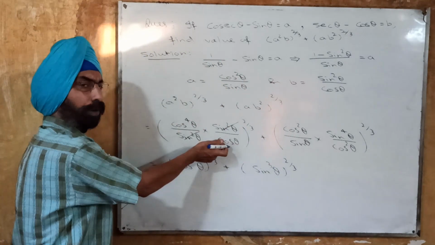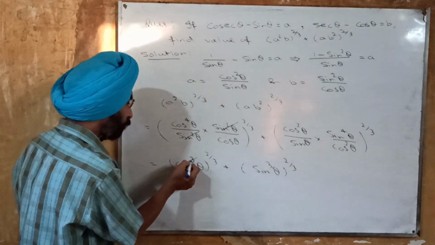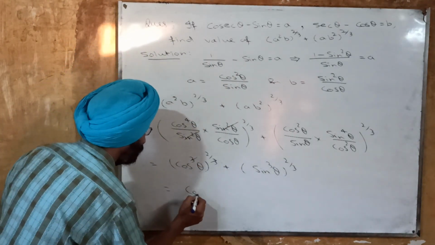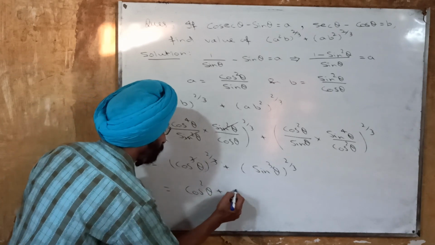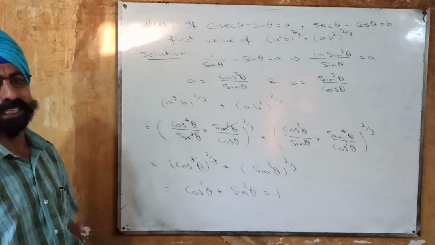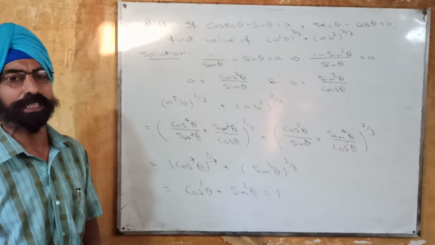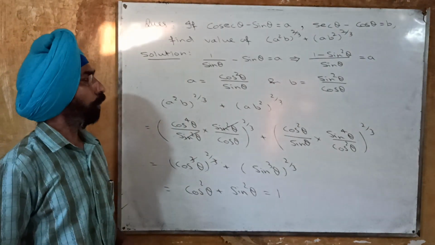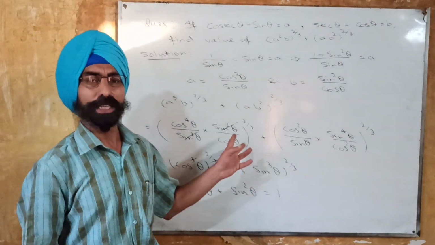Now power to the power will be multiplied, so this 3 will be cancelled and you will get cos square theta, and similarly the second expression will be sin square theta, and we know very well that cos square theta plus sin square theta is 1. So I am going to stop this video here.